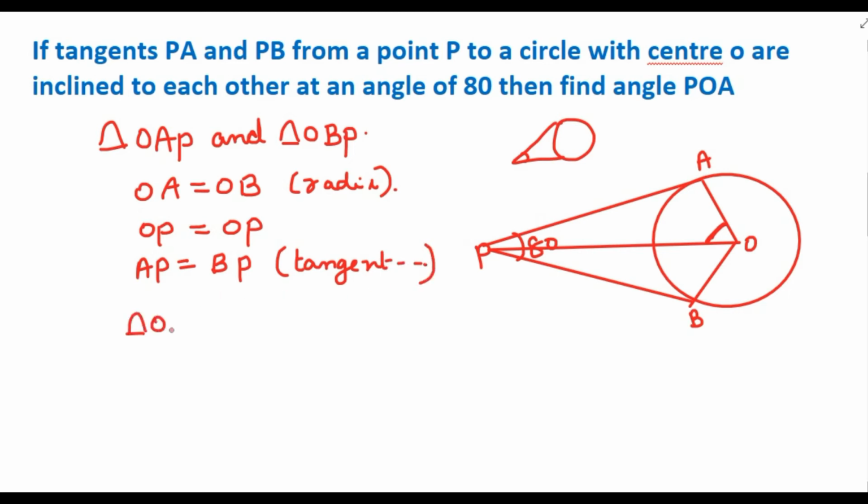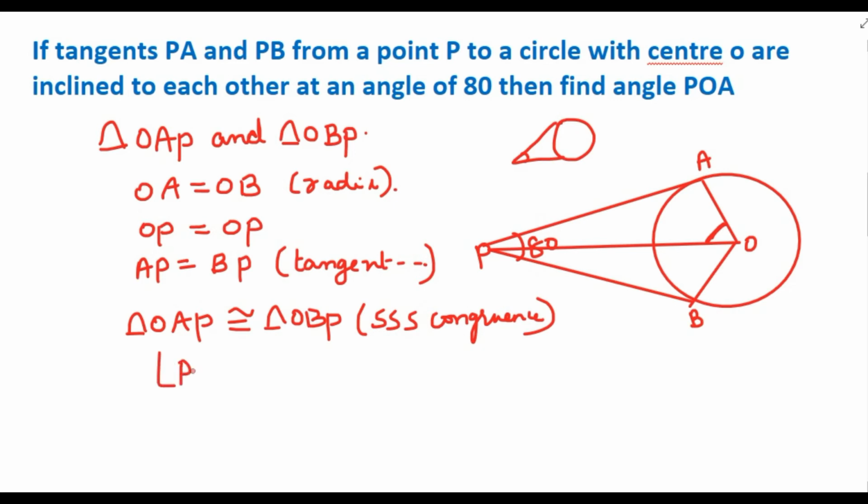So we can say that these two triangles are congruent by the SSS congruence rule. If these two triangles are congruent, then I can write angle POA is equal to angle POB, and if both are equal, then each should be half of AOB. So angle POA is equal to angle POB because of corresponding parts of congruent triangles.